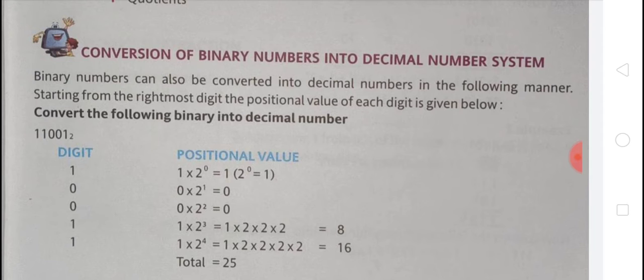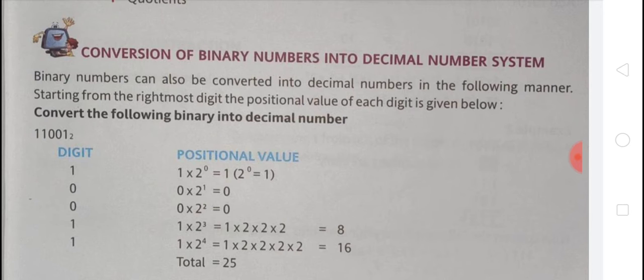Now, conversion of a binary number into the decimal number system. How do you convert a binary number into the decimal number system? A binary number can also be converted into the decimal number system in the following manner. Starting from the rightmost digit, the positional value of each digit is given below. Suppose they are written 1 1 0 0 1. This is a binary number. How can we convert it into a decimal number?